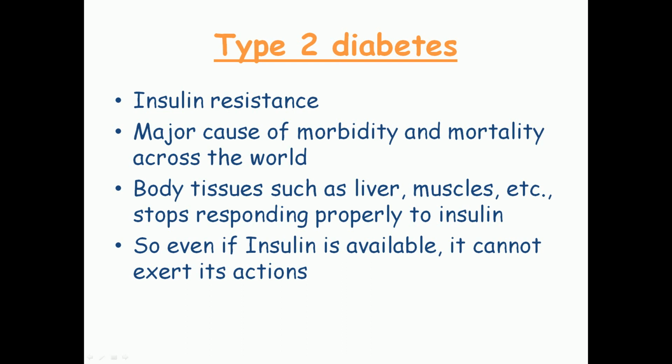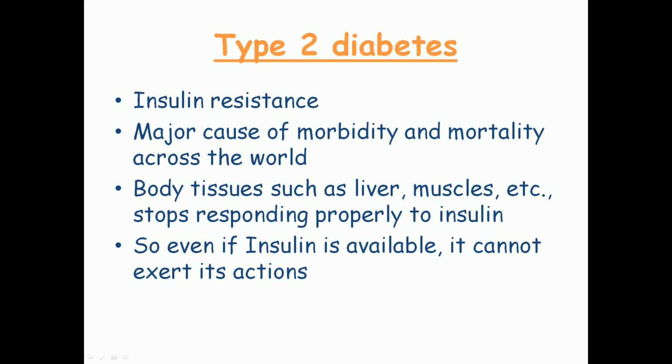So what happens in type 2 diabetes is basically the body tissues such as liver, muscles, etc., which have the receptors to which insulin binds, will stop responding properly to insulin. Now, this is called insulin resistance. So they resist the action of insulin. So even if insulin is available, it cannot exert its actions.